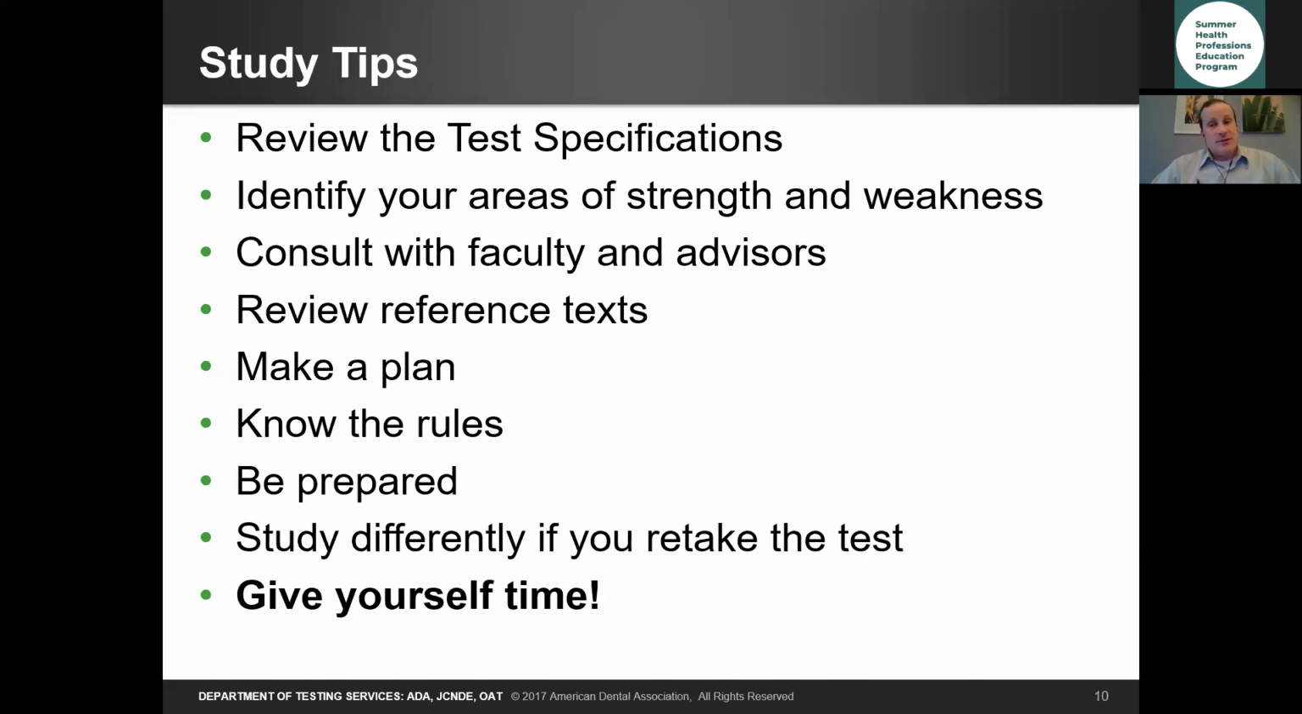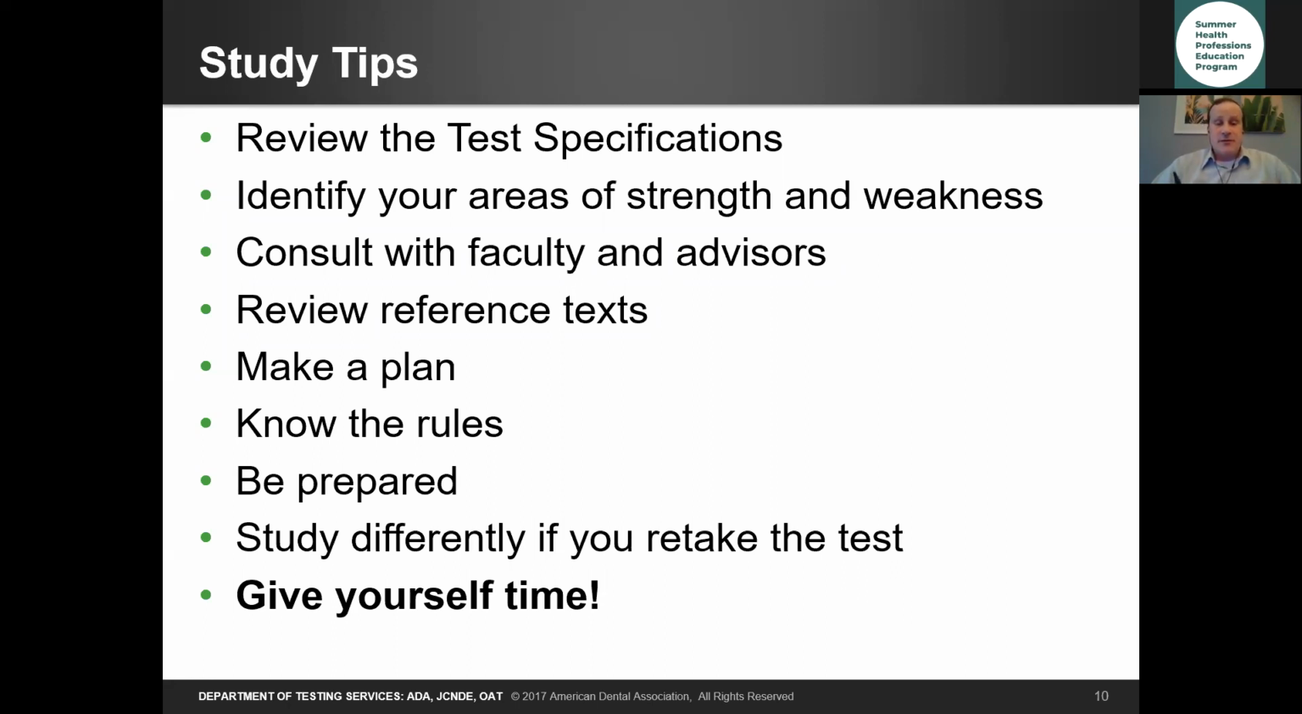You will not necessarily be tested on everything that is listed in the test specifications, but you will not see anything that is not listed in the test specifications on your test. Based on that, identify your areas of strength and weakness, and then build your plan around that. Obviously, studying more in the areas where you believe you're not as strong as the areas where you excel.